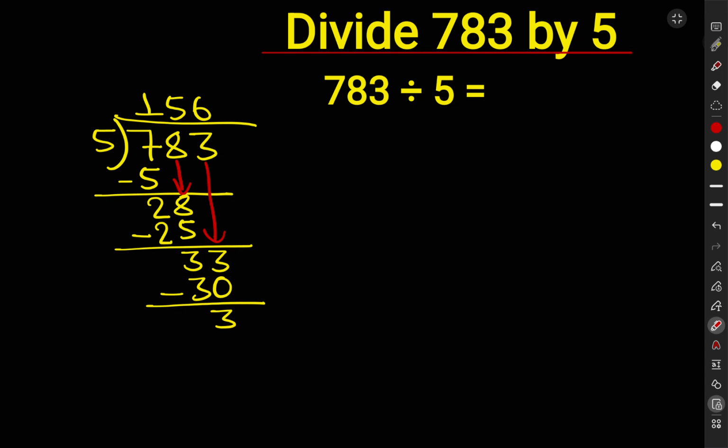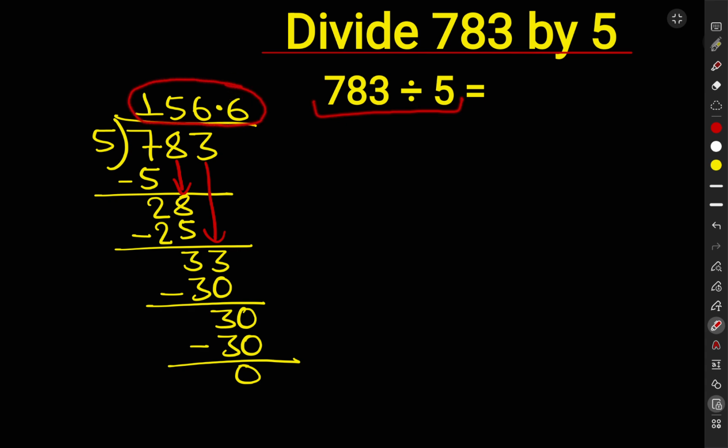So now we have no other number to put down. So we put a decimal here, so that we put 0. So it is 30 and 5 times 6 is 30. On subtracting we get 0. So 783 divided by 5 is 156.6.